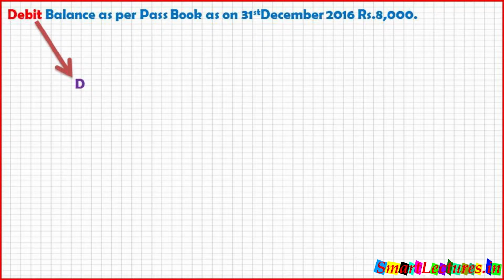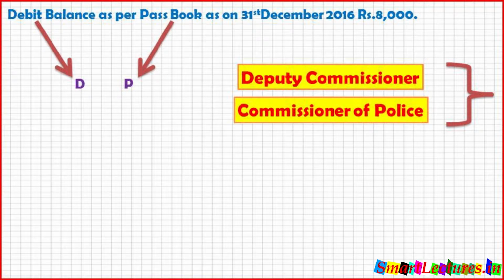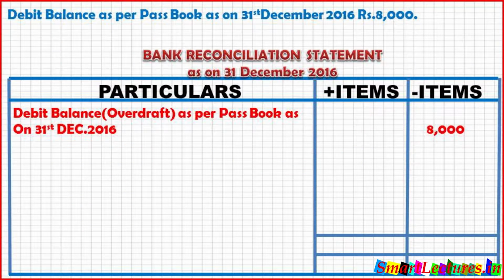Debit D and passbook P, DP. It's not deputy commissioner, it's not commissioner of police. It means negative balance. So DC and CP are positive and others are negative. Negative balance means overdraft. So you can write down debit balance. In the bracket, you can write down overdraft, as per passbook, as on 31st December 2016, 8,000 on minus side.